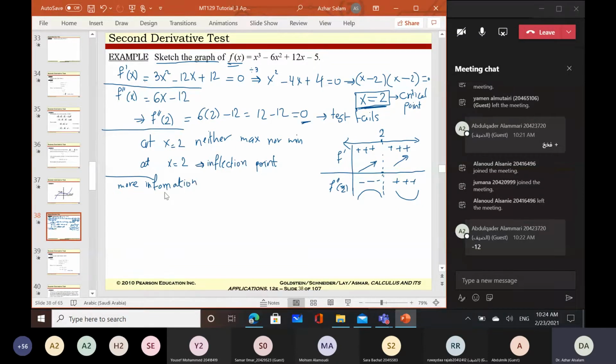More information. I will find the y-intercept, and also the x-intercept. Okay, how to find the y-intercept? How to find it? Just substitute in the function with x equal to 0. Find f of 0. Okay, this will be the y-intercept.